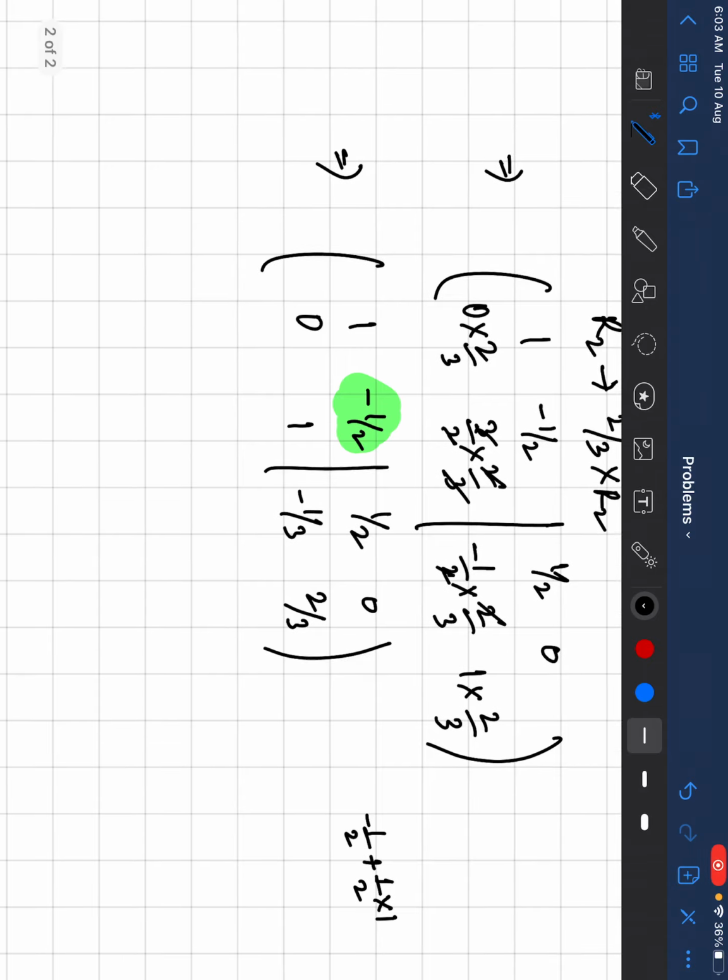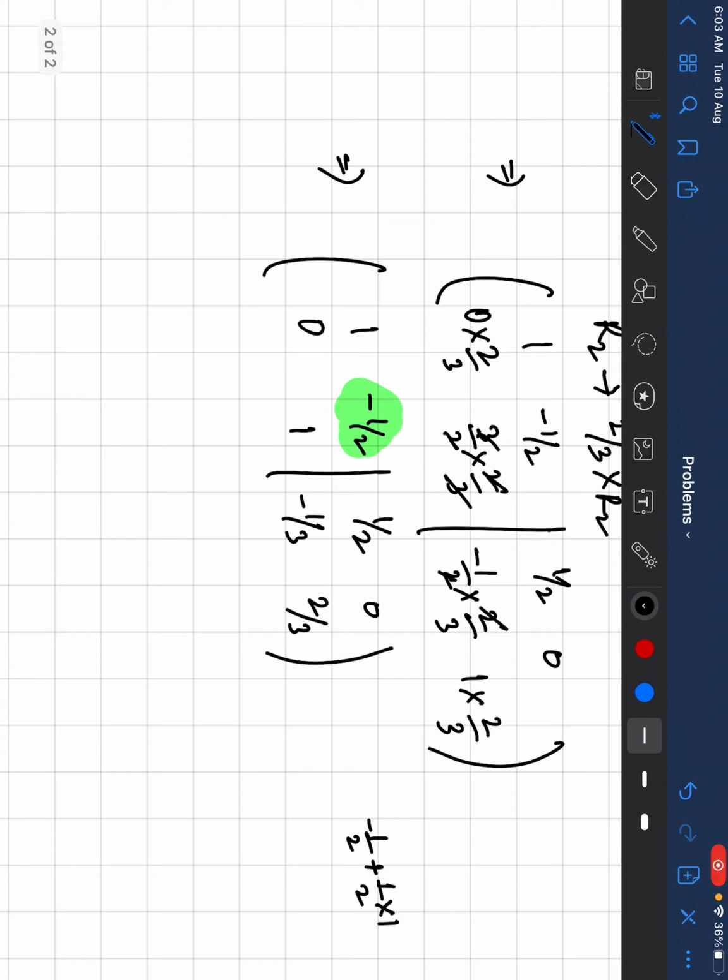So basically what I am trying to say is, the operation will be R1 implies, because minus half is an R1 element, R1 plus half R2. This is how the operation will be. Operations cannot be like R1 implies R1 plus half. This is not the operation. You have to take the help of another row. You see now that it will become 0.